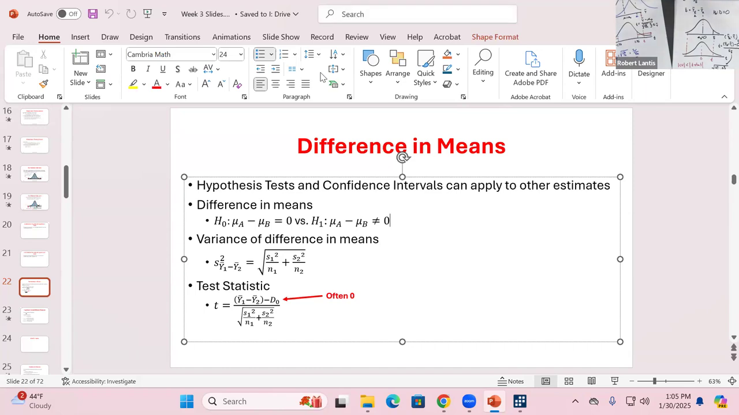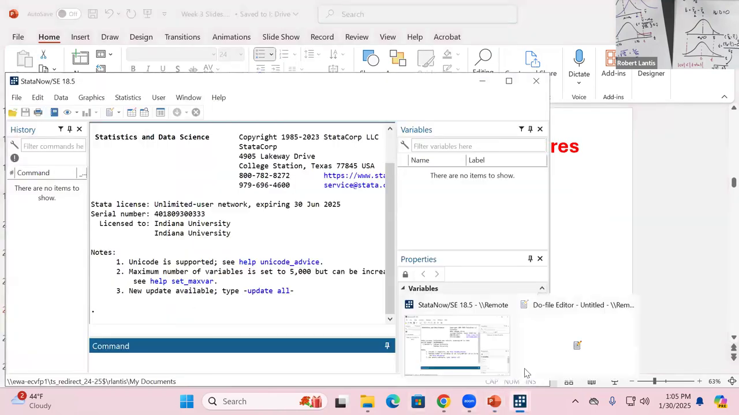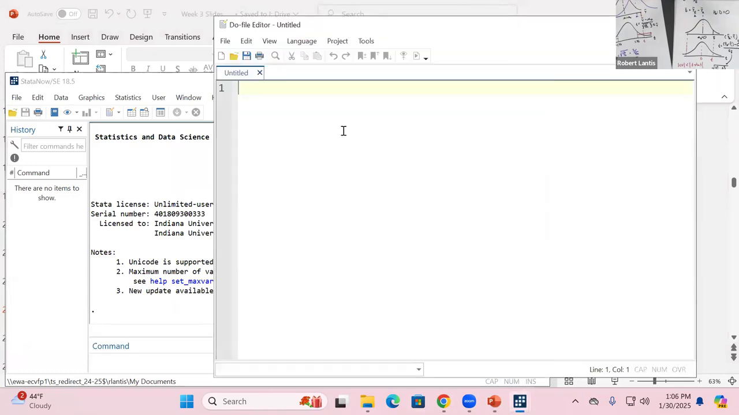All right. Crisis averted, right? So here we talked about the differences in means. We're going to go to Stata, and I'll show you how we do some of this in Stata. Grab these p-values very easily.